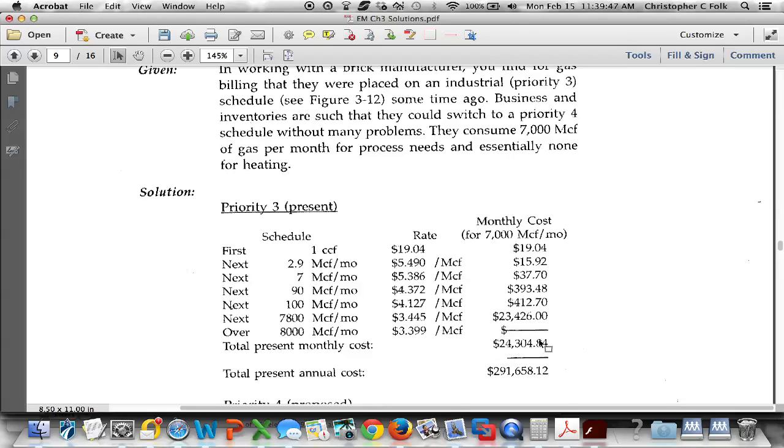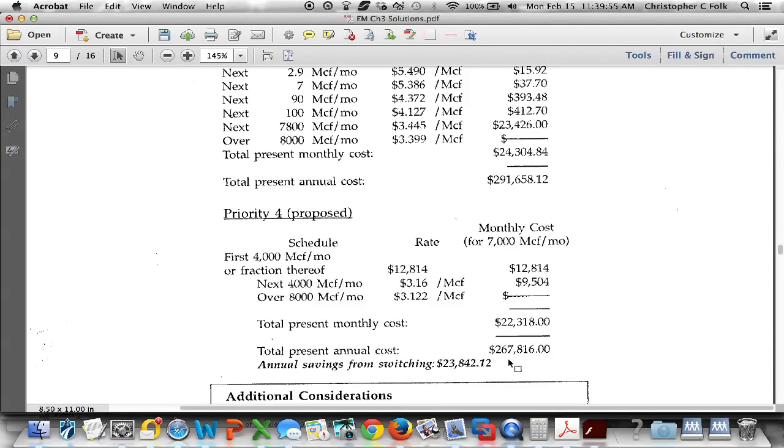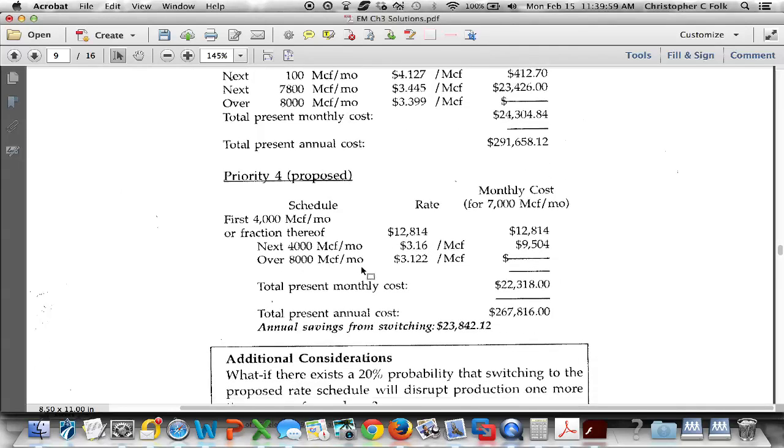Notice they show the monthly cost here, and they don't show you that you have to multiply that times 12 months. Your spreadsheet will have to do that for you. And then we're going to do the same thing. We'll calculate the same amount of energy rate using this priority 4.